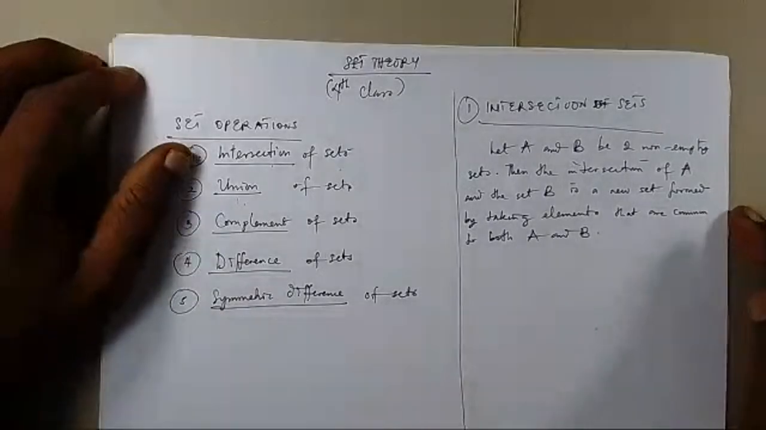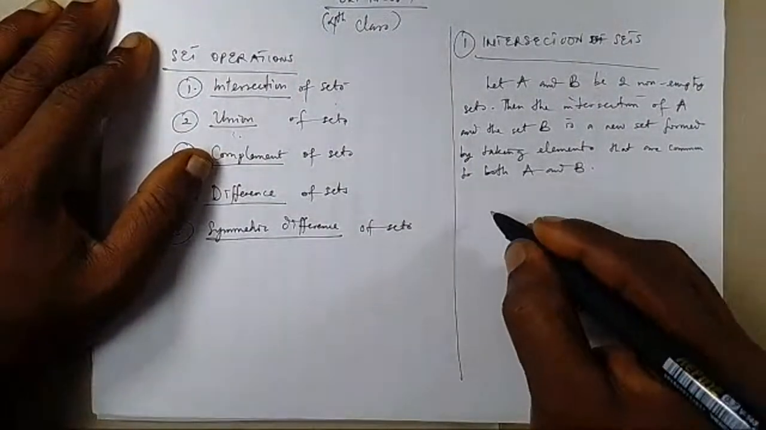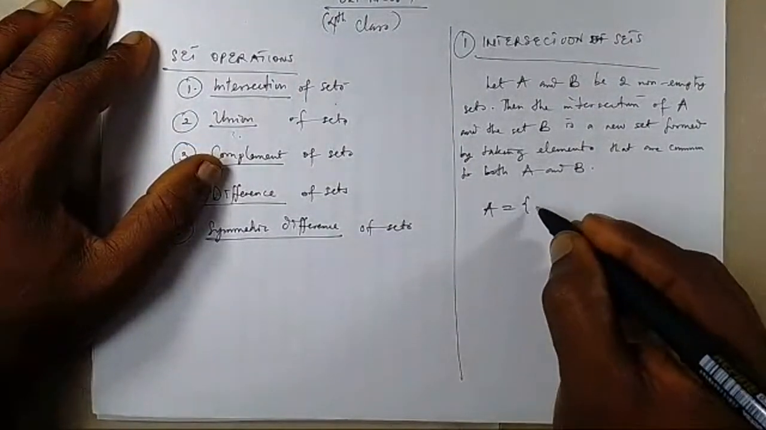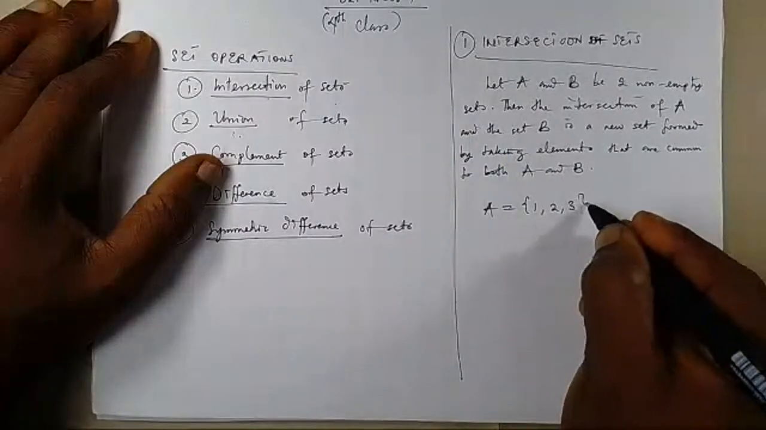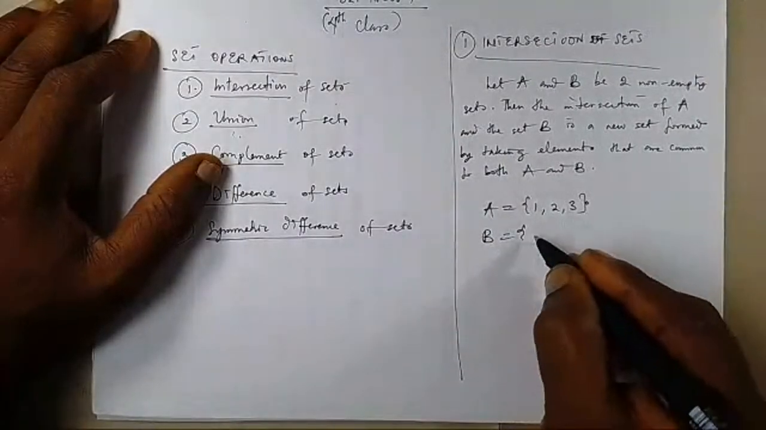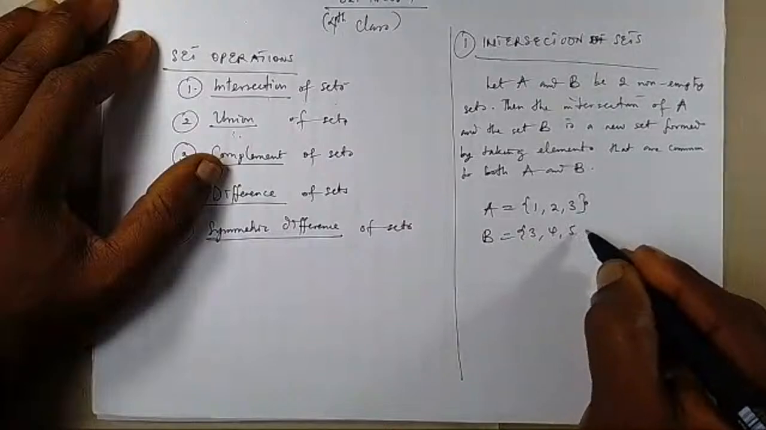So, for example, let's look at this: A is a set that contains 1, 2, 3, and B is a set that contains 3, 4, 5.